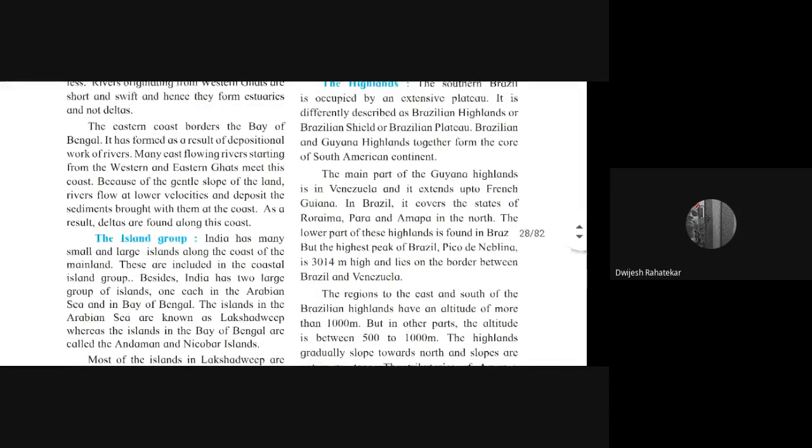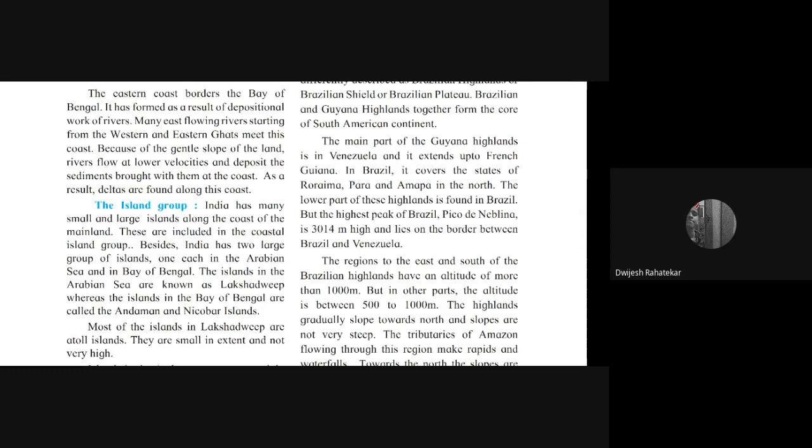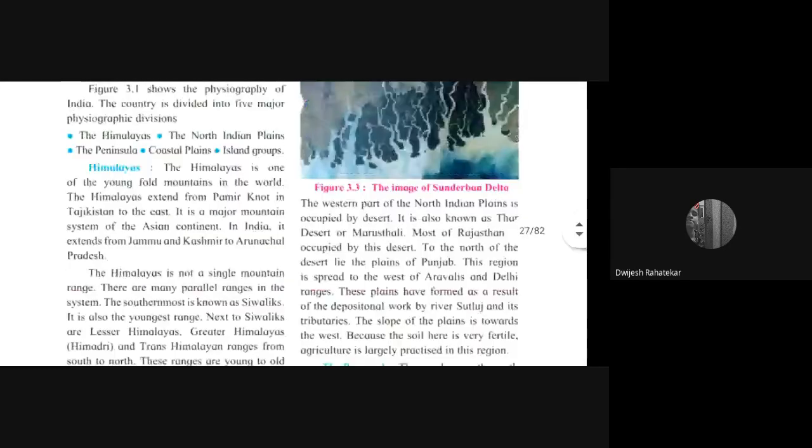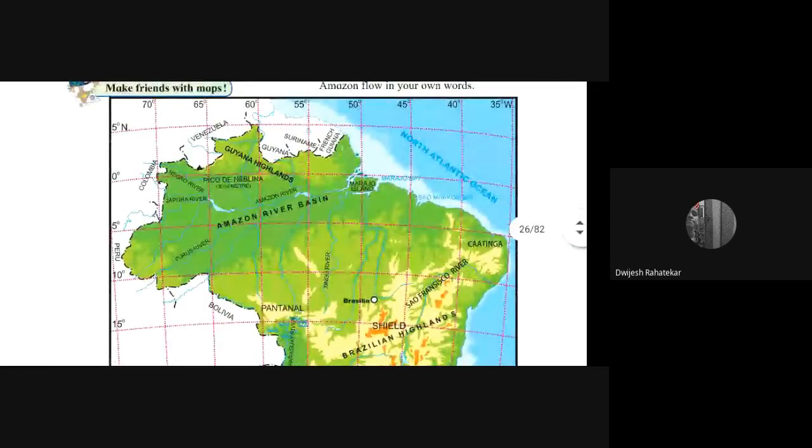But the highest peak of Brazil, Pico de Neblina, is 3014 meters high. It means from sea level, its height is almost more than 3 kilometers, or 3014 meters. And it lies on the border between Brazil and Venezuela. Where is Pico de Neblina? Can you see here? Pico de Neblina, and it is present here.